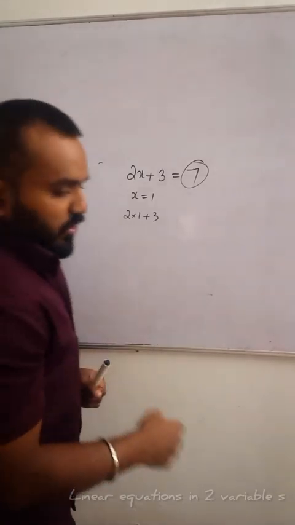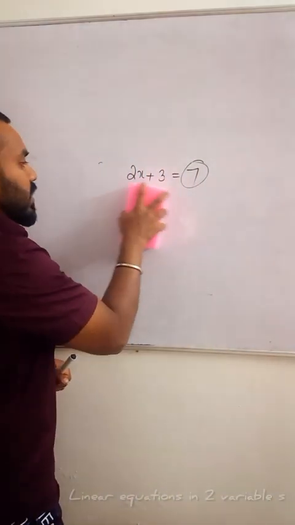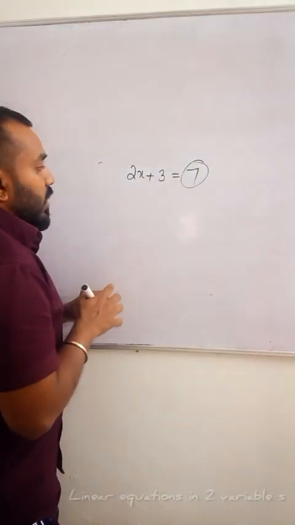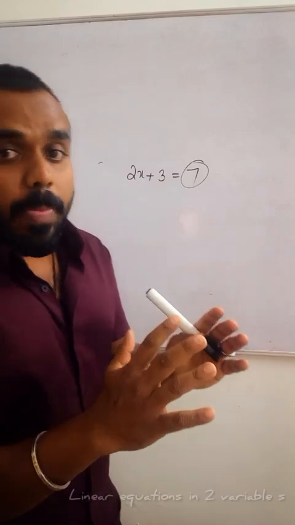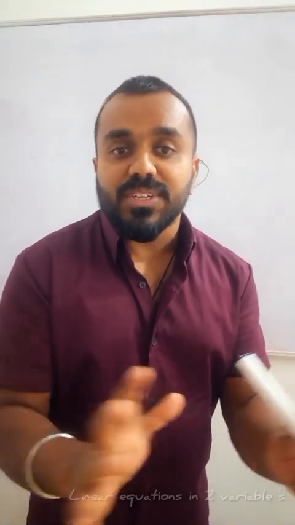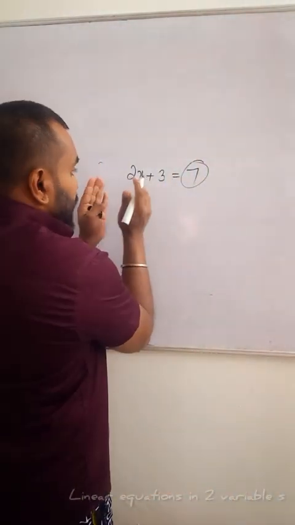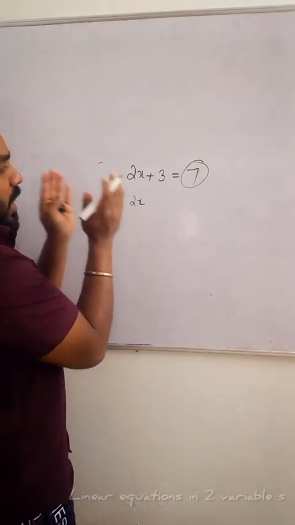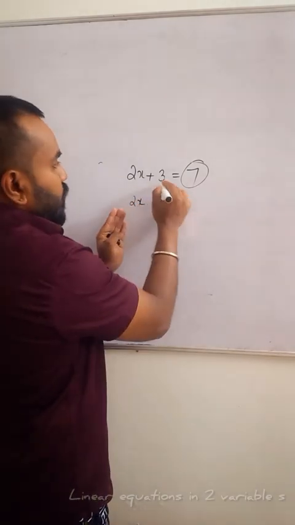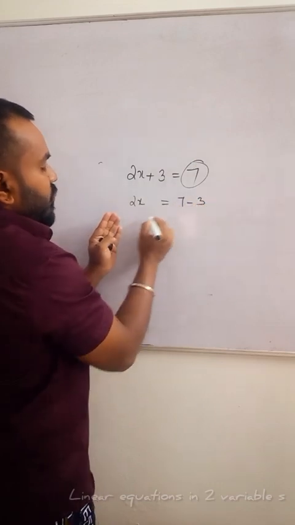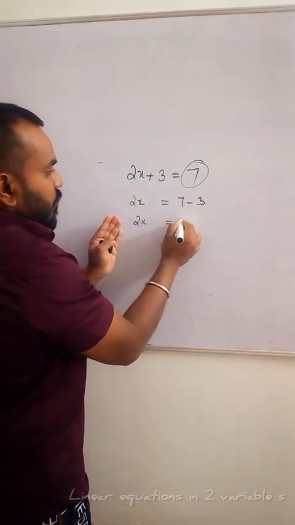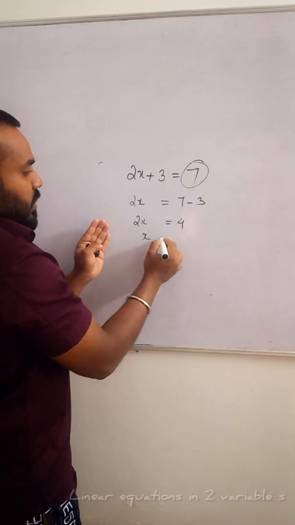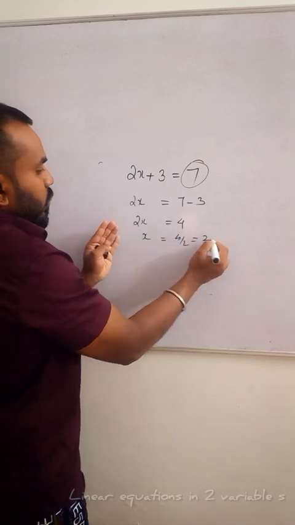Then what will be the solution of this? How could we calculate that? There is an algebraic method. We are already proficient in solving equations, isn't it? You keep the term that has the variable, that is 2x, on the left side. 2x is the term which consists of the variable. Take this plus 3 to the right side, so it will be 7 minus 3. So it will be 2x is equal to 4 and x will be 4 by 2. The solution will be 2.